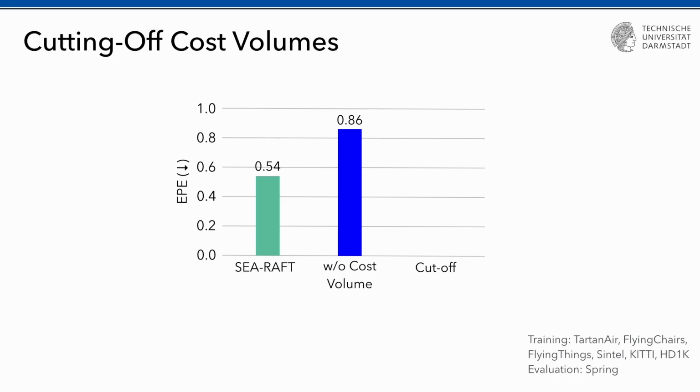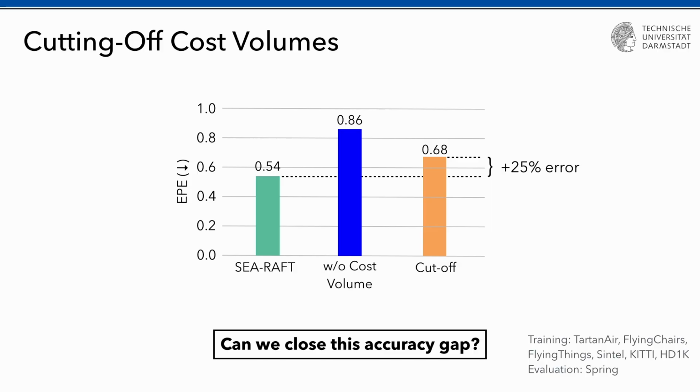This training strategy reduces the endpoint error compared to training a network that does not have a cost volume from the beginning. However, there is still a noticeable accuracy gap between our method and state-of-the-art methods. The key question is now, how can we close this accuracy gap?